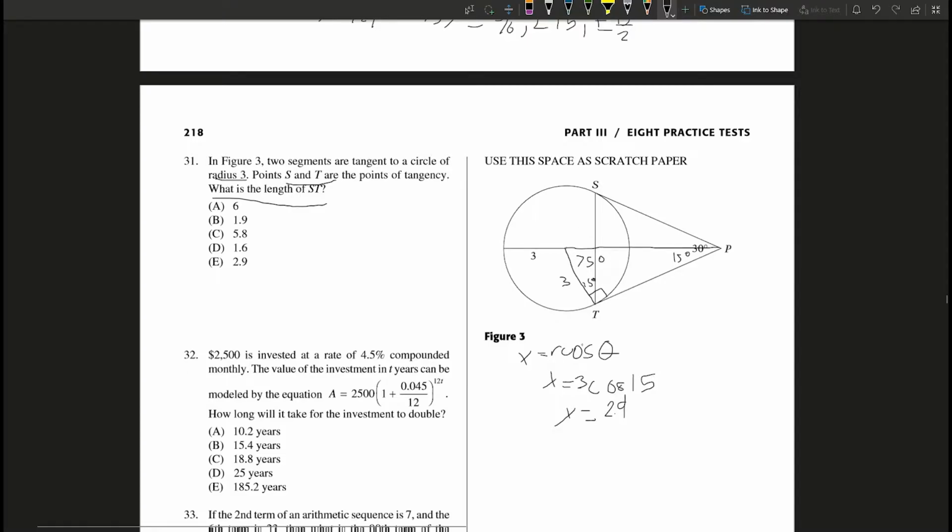And then ST is just going to be twice that value because we found this. Then we're going to want to find that times 2. So 2.9 times 2 should come out to be around 5.8. And that's letter C right here.